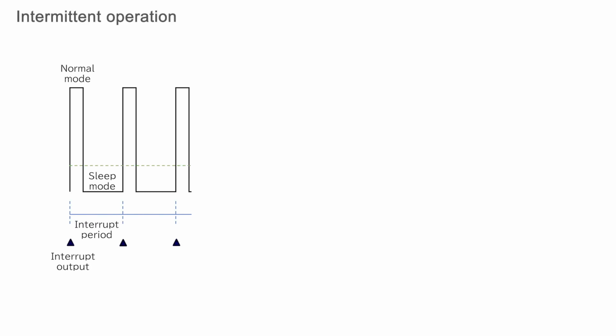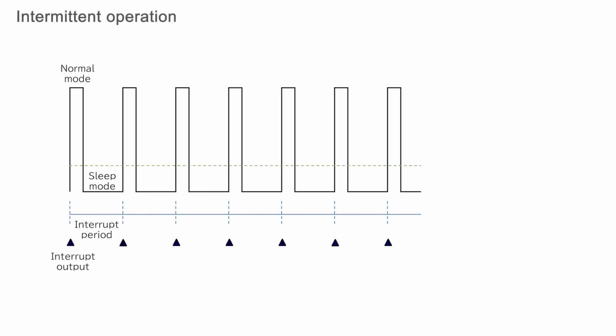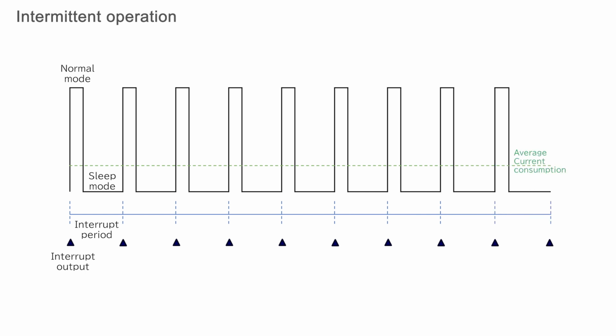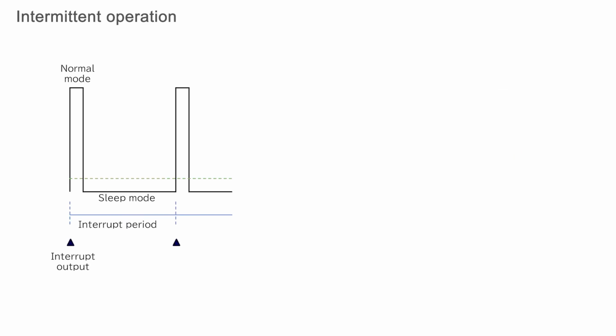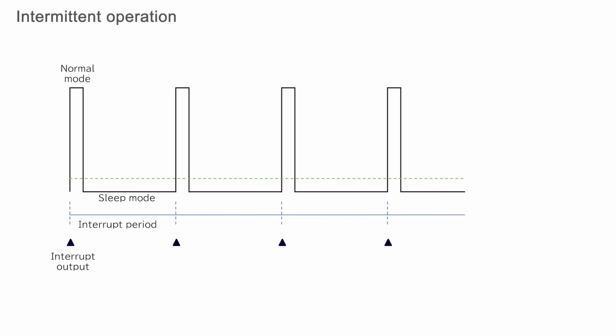This is an image of intermittent operation. The triangles represent the timing of interrupt outputs for each period set by the RTC module. The sleep mode makes it possible to reduce the average current consumption of the system. The longer the sleep mode time, the lower the average current consumption. Extending the sleep mode as long as possible will lead to lower power consumption. However, you must take time shift into consideration.